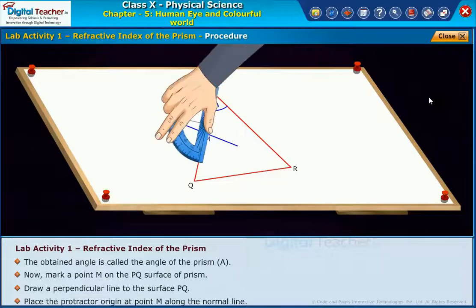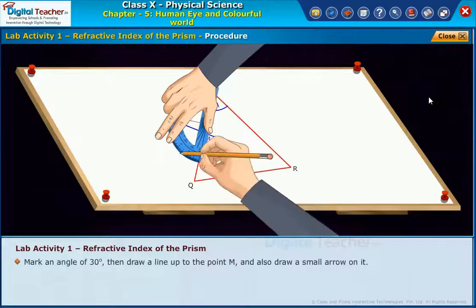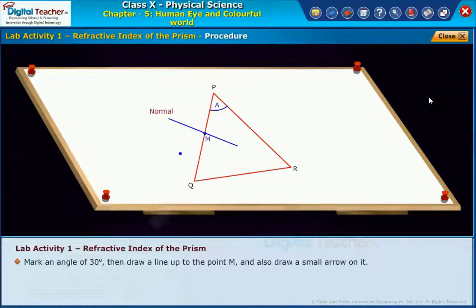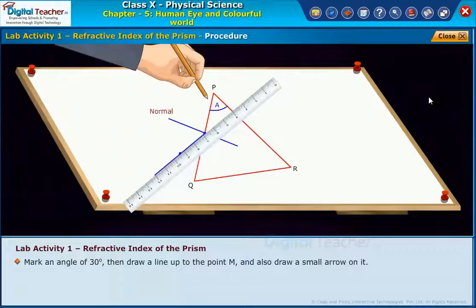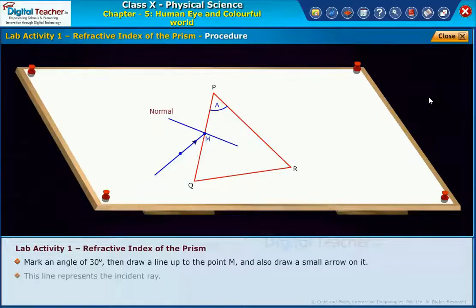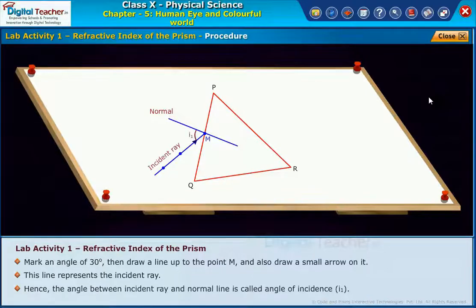Place the protractor origin at point M along the normal line. Make an angle of 30 degrees, then draw a line up to the point M and also draw a small arrow on it. This line represents the incident ray. Hence, the angle between the incident ray and the normal line is called the angle of incidence, I1.